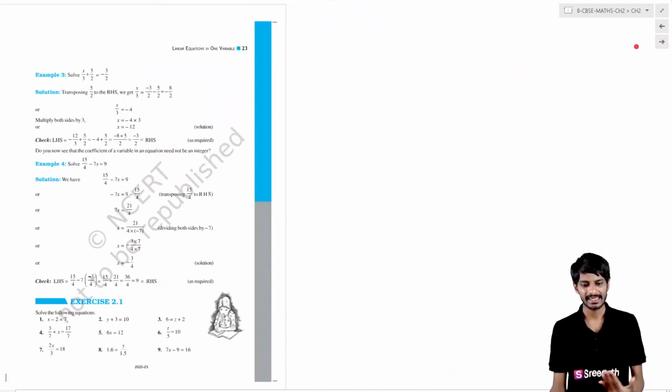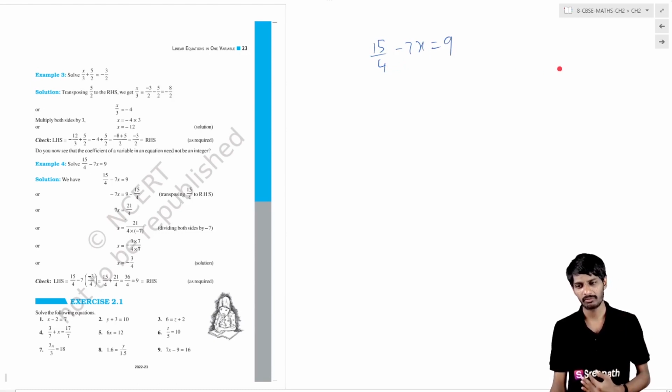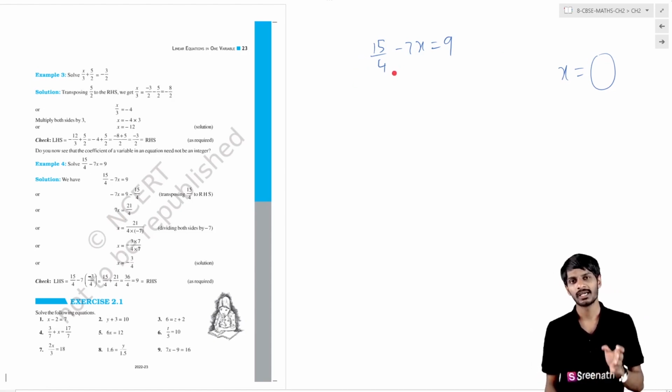Now take another example. Suppose you want to solve this: 15 by 4 minus 7x equal to 19. What is our main aim? Our aim is to put x on one side and the remaining terms on the other side. For that, whatever we do will be done on both the LHS and the RHS.